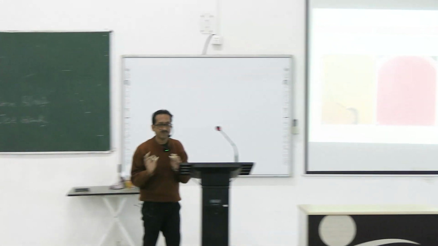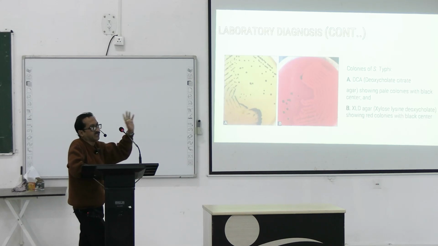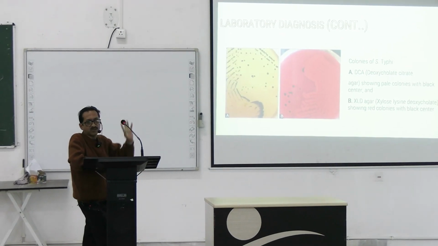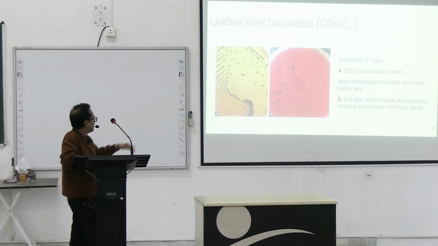That is non-lactose fermenting colony. Basically, it does not ferment lactose. So if it is in the MacConkey agar, there will be non-lactose fermenting colonies, and they are pale colonies with black center.